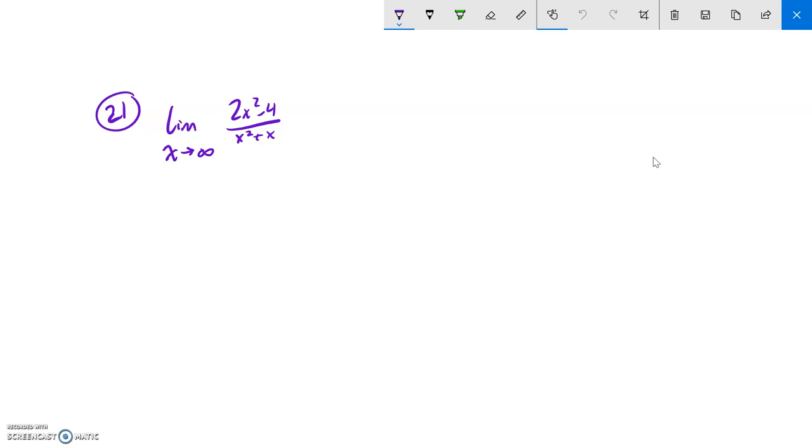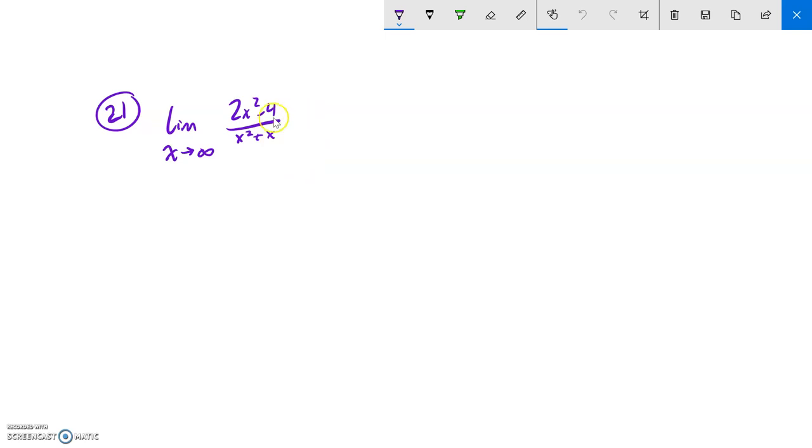This is Math 142, and this is question number 21 from the final practice. Now, this limit is a little odd. We're trying to find the limit as x goes to infinity. In other words, as x gets bigger and bigger and bigger, what does this thing tend to do? This is asymptotic thinking, like thinking about an asymptote. Does this thing start to settle down somewhere, or does it grow without bound?